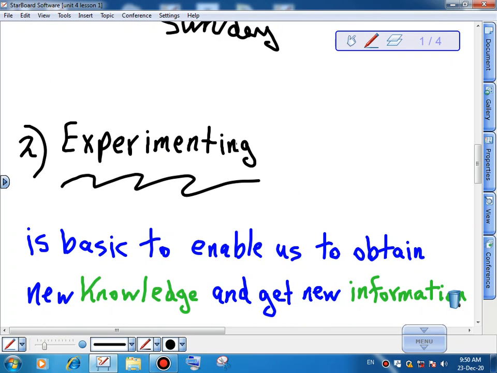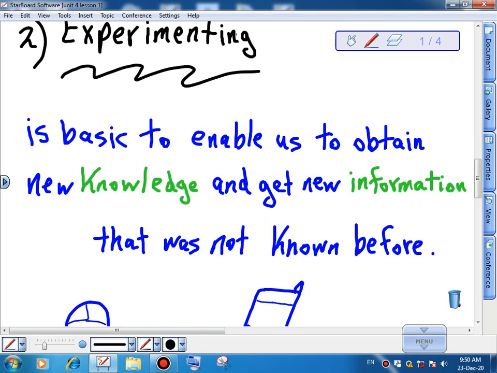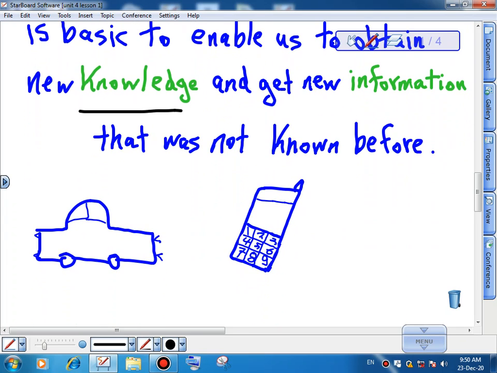The second way is experimenting. What's the meaning of experimenting? It's a basis to enable us to obtain new knowledge, new information that was not known before. What's the meaning of this? If my dad or my mom gets a new car or new mobile, and needs to know the features of this mobile, the features of this car, the disadvantages of this car, this mobile.